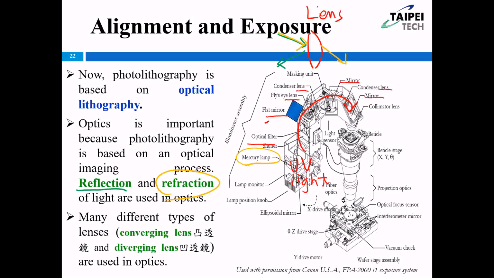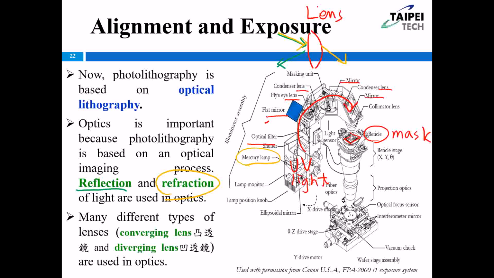And finally, we have our reticle here. Finally, this is our reticle. Right now you can remember the reticle is the photo mask. Later I will tell you the difference between reticle and mask, okay? So the UV light passes through many lenses and many mirrors. And finally, this UV light will pass through the reticle here.